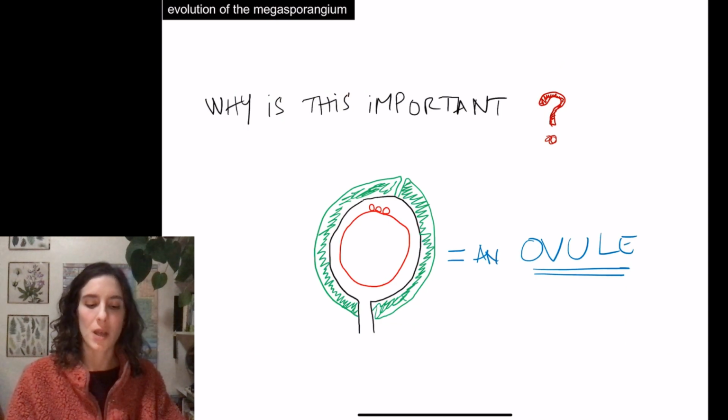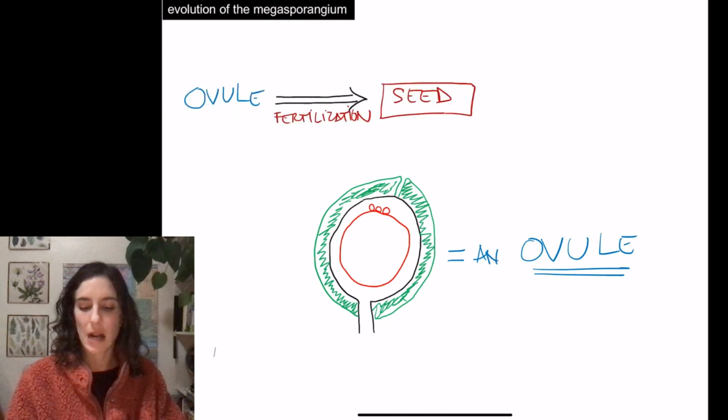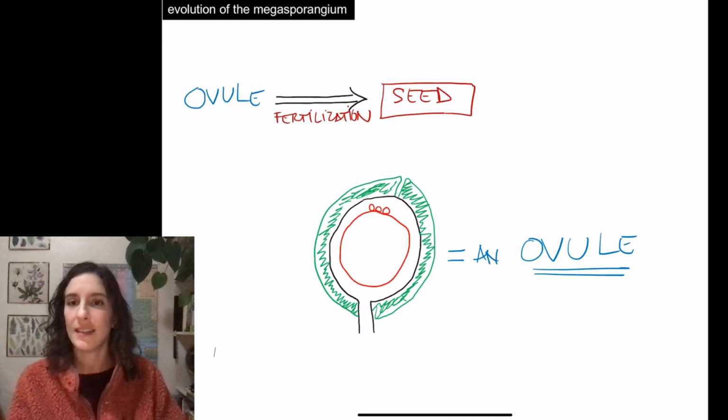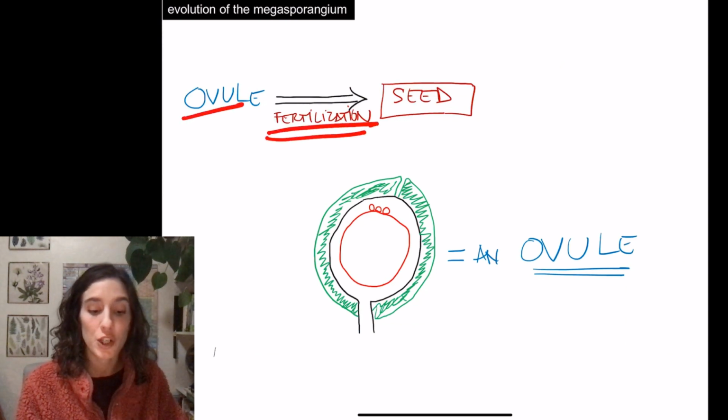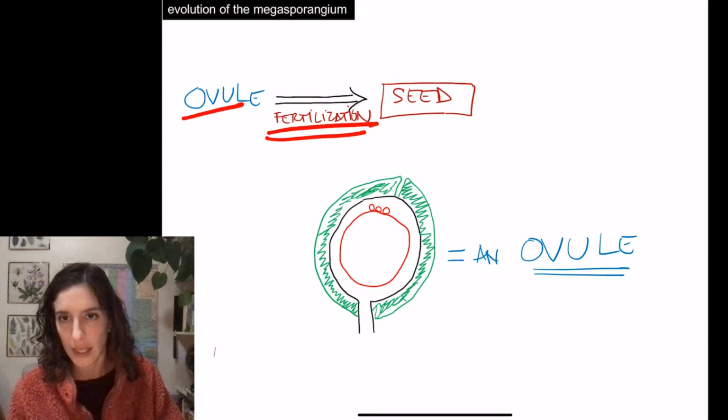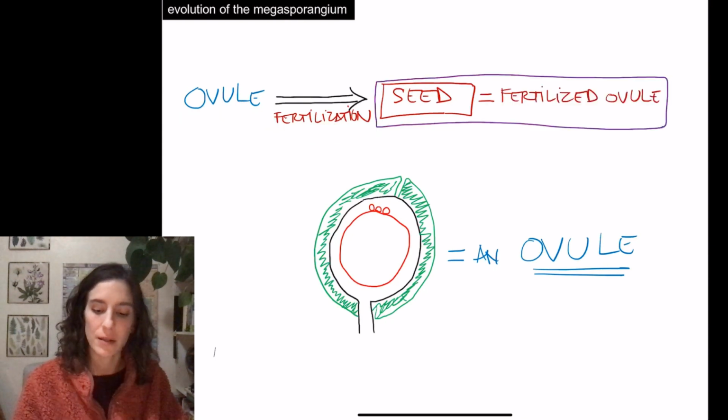Okay, so back to this. Why is this important? Why is an ovule even important? Well, an ovule is what's going to become a seed. So this whole talk is about a seed, right? Well, once an ovule has undergone fertilization, which I know we haven't even talked about the egg yet, we're going to get there, that's what a seed is. Right?